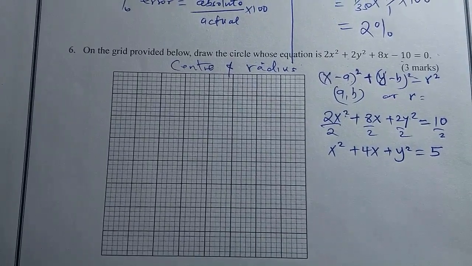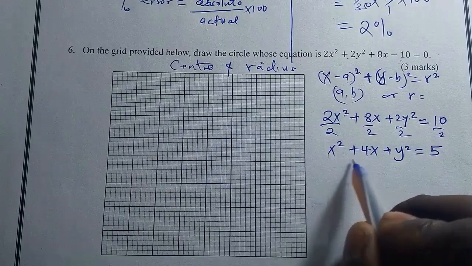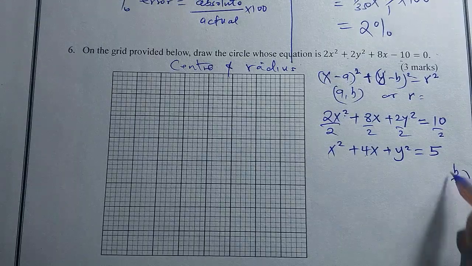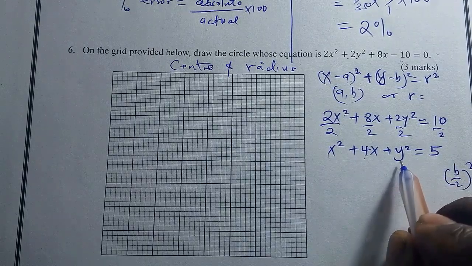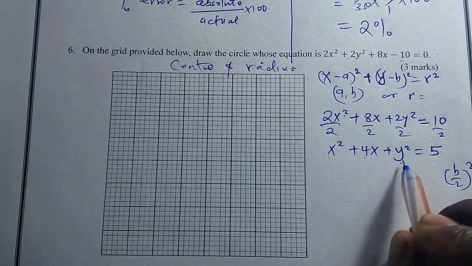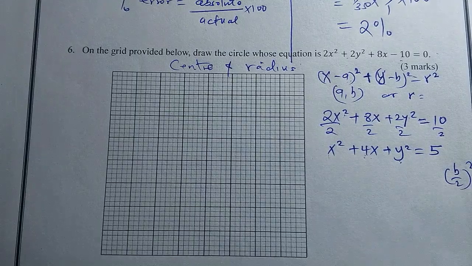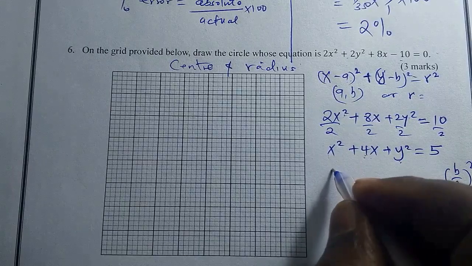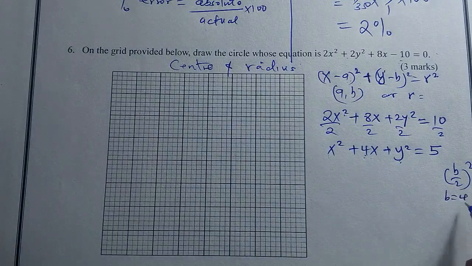Is equal to 5. Now for the first part, for x, our b over 2 squared, b is 4. But for y, b is 0, so we are not going to bother about that. So here for x, b is equal to 4. You divide it by 2, the answer is 2.